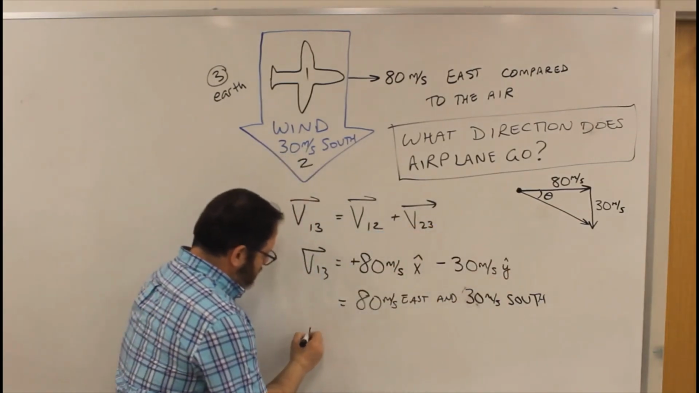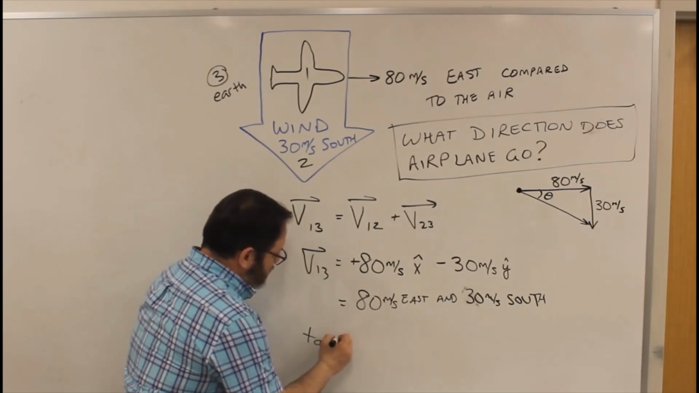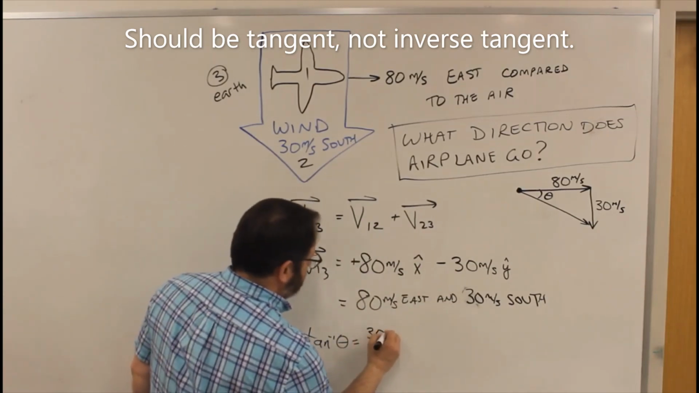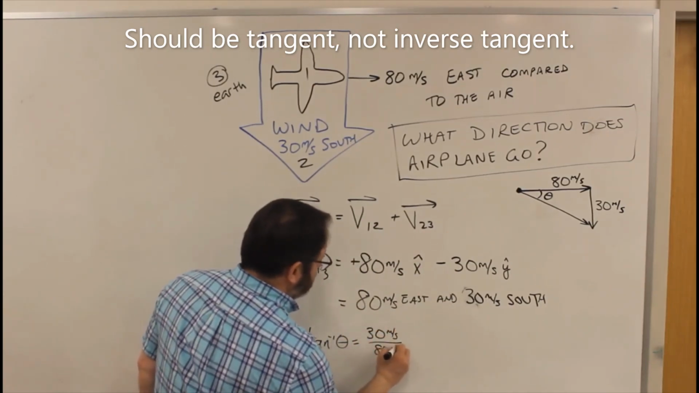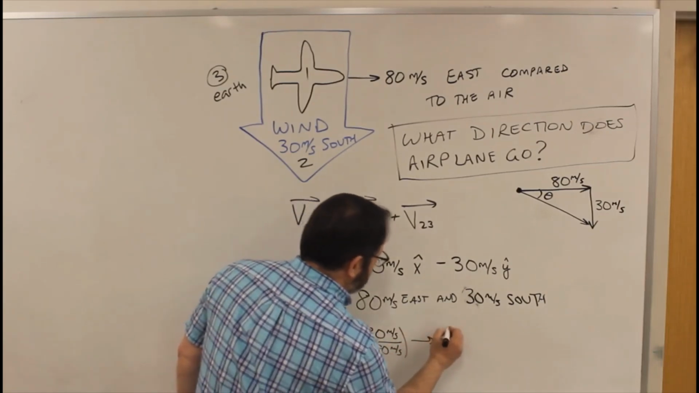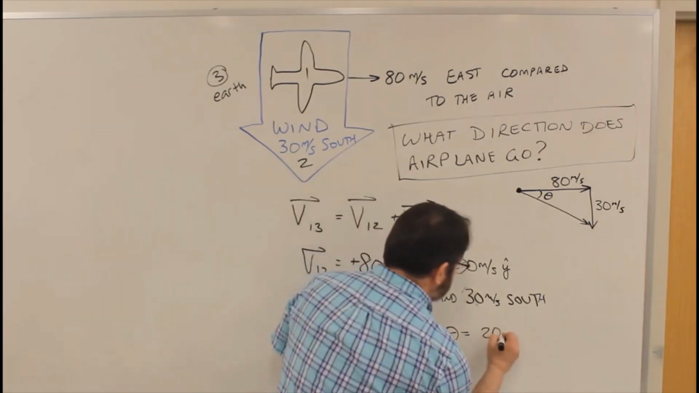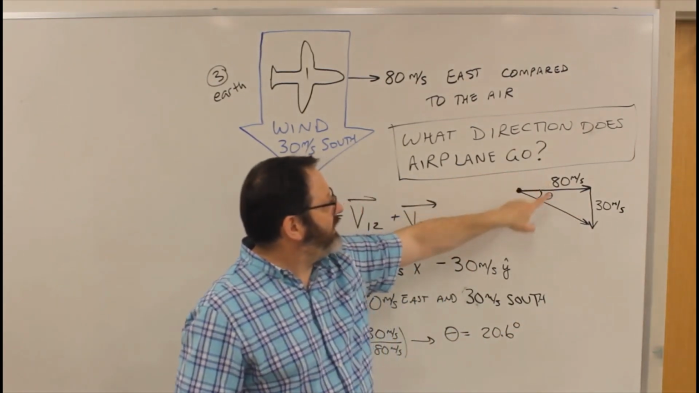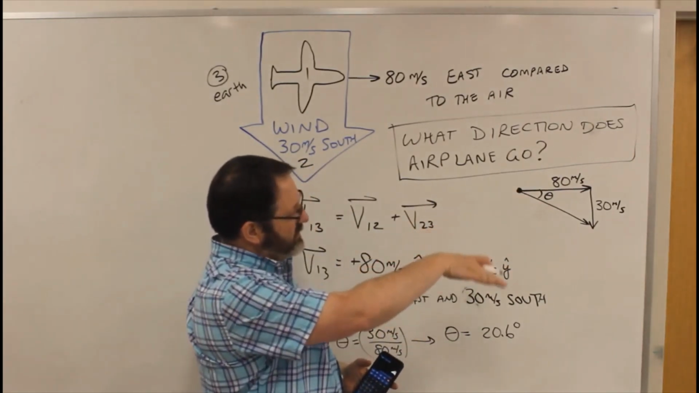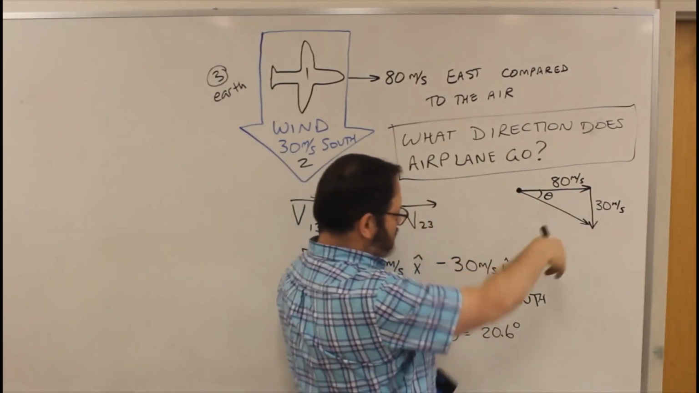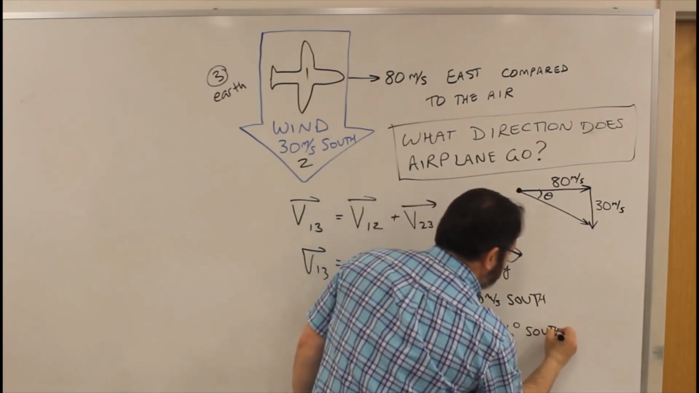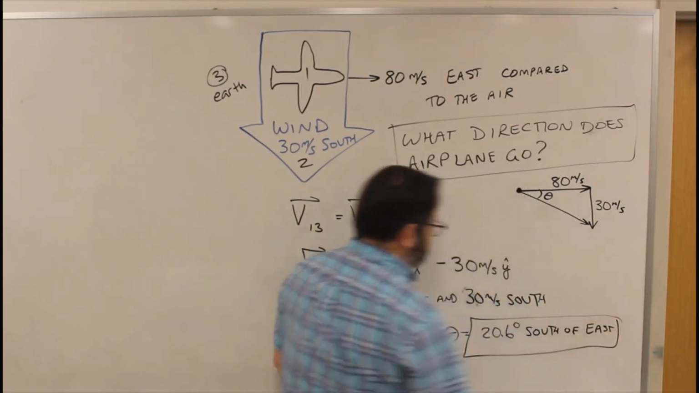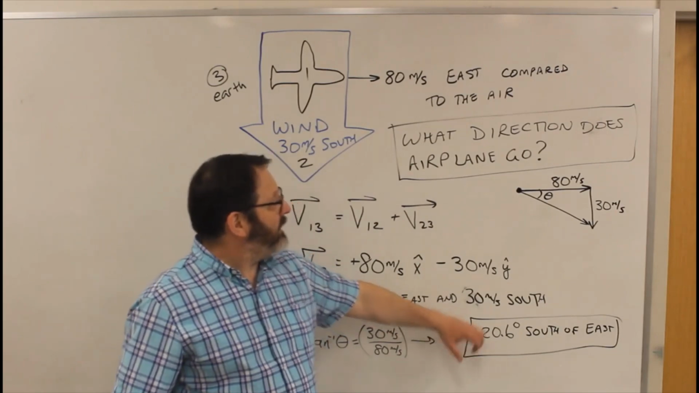So our answer, we can use the inverse tangent: theta is opposite, 30 meters per second, over 80 meters per second. So that means theta equals 20.6 degrees, 30 over 80, and this is in the direction from east, it's going south. So south of east. That's the direction that the airplane's going.